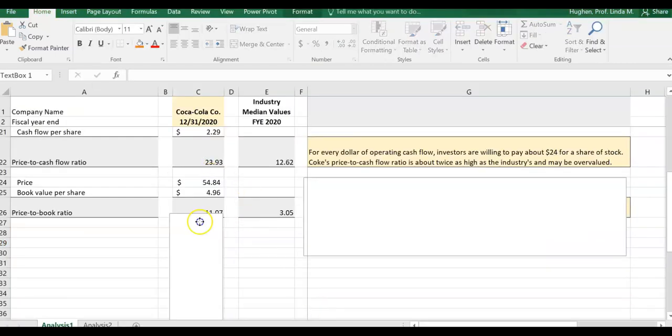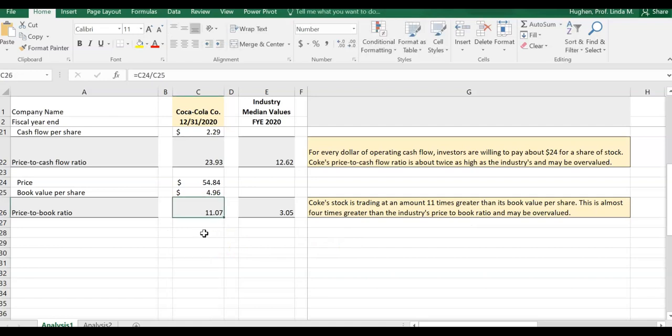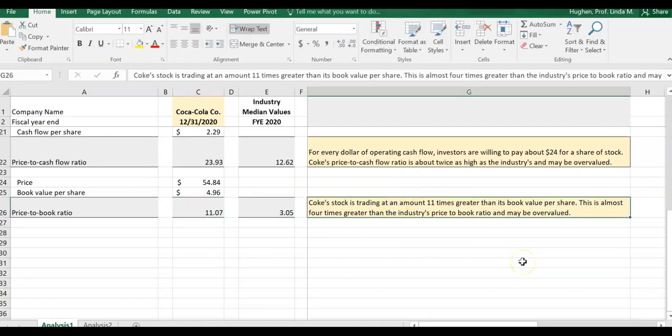For my price to book metric, I came up with Coca-Cola's stock price is 11 times greater than its book value per share. Compare that to the industry median of 3. And now we can do our full reveal of information. Coke stock is trading at 11 times greater than its book value per share. This is almost 4 times greater than the industry's price to book, and this stock may be overvalued.